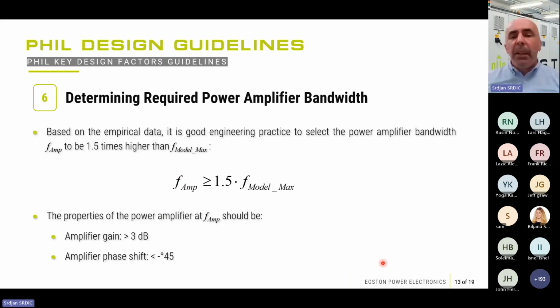Once we know this, then we need to determine what should be the properties of the amplifier so that you can actually simulate the things that you want to simulate, considering your model bandwidth. And based on the empirical data, it turns out that it's a good engineering practice to select the power amplifier bandwidth to be 50% higher than the model bandwidth itself. That's design guideline number 6: selecting the amplifier bandwidth to be roughly 50% higher than the model bandwidth.